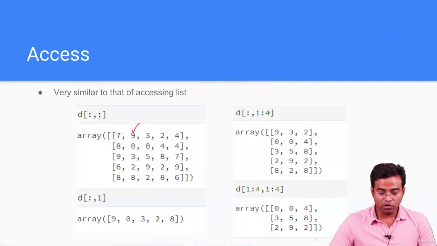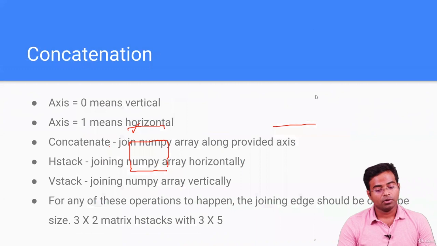Then you have colon, 1 to 4: all the rows, columns 1 to 4, with 4 excluded, after 1, 2, 3. So these 3 columns will be printed. As you can see, this is the output. 1 colon 4, 1 colon 4. These are the rows 1 to 4, and the columns 1 to 4, so this is the data that will be extracted. Okay, so this was about accessing the NumPy data structure. This was about creating them.